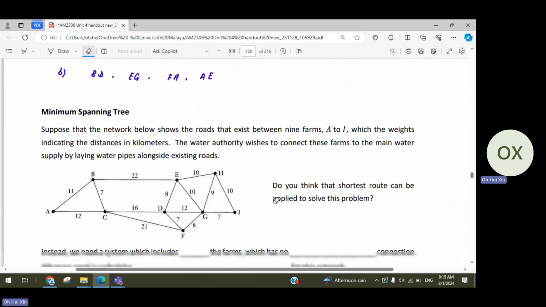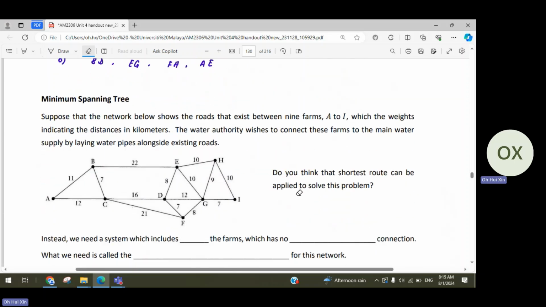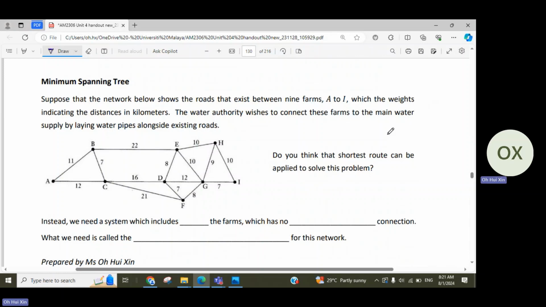Okay, now we are going to talk about minimum spanning tree. For minimum spanning tree, we'll be looking at this situation and try to understand it from this simple example. From there, you should be able to differentiate the idea between minimum spanning tree and also shortest path.